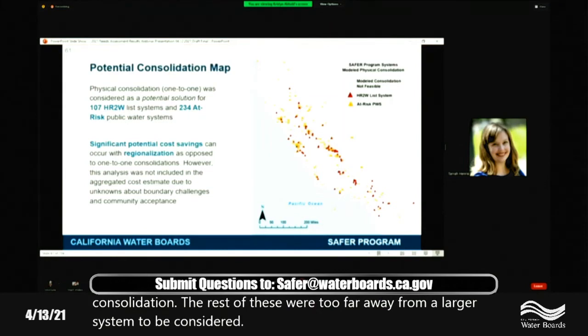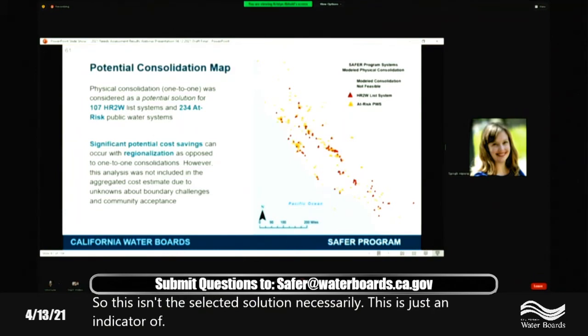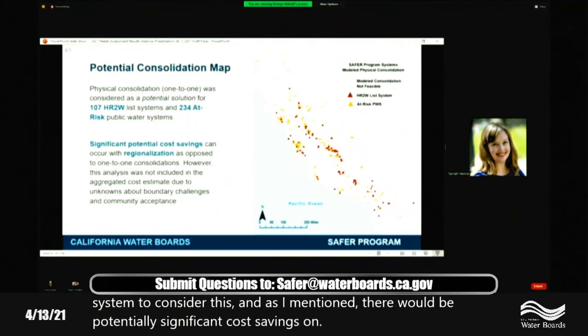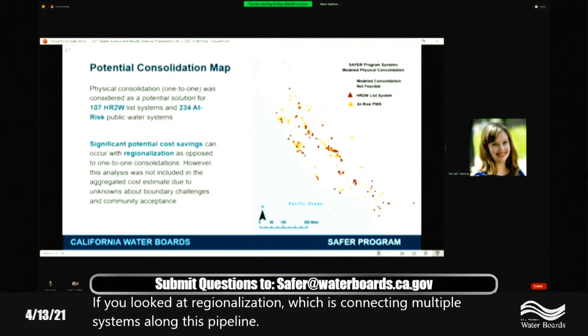So this isn't the selected solution necessarily. This is just an indicator of how many systems may be close enough to a larger system to consider this. And as I mentioned, there would be potentially significant cost savings on a per connection basis if you looked at regionalization, which is connecting multiple systems along this pipeline. But we did not include that in this analysis because there are a lot of unknowns with that.